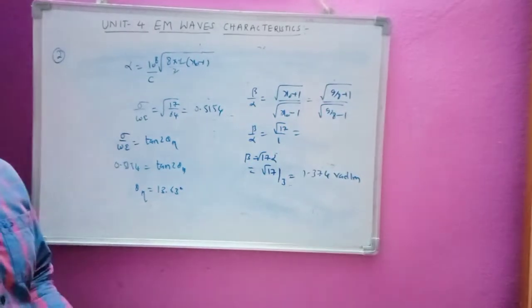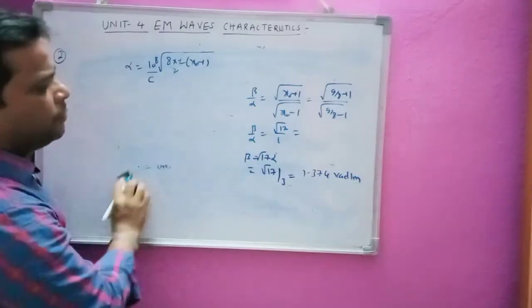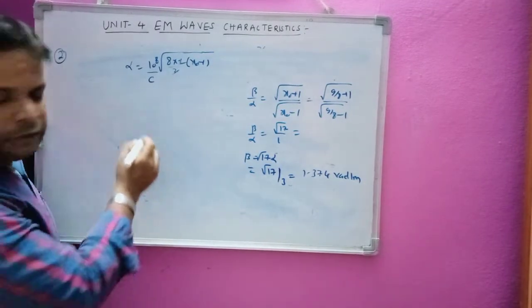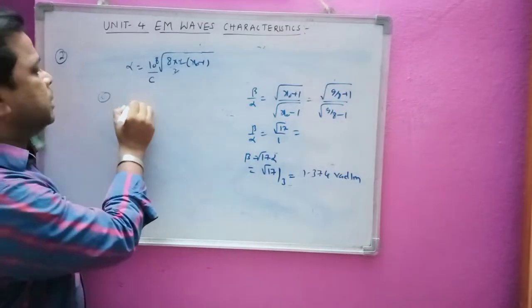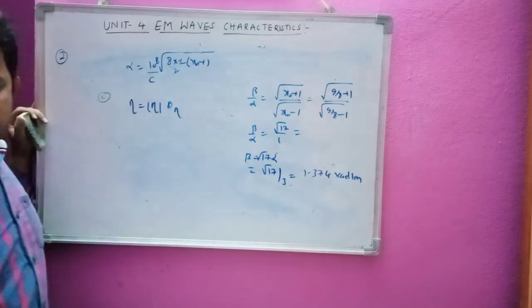So this is the long procedure we have followed, and after this we have got the value of beta. Similarly we have to calculate the value of eta. Eta is the intrinsic impedance. Eta is equal to mod eta angle theta of eta. So we know the formula for eta.